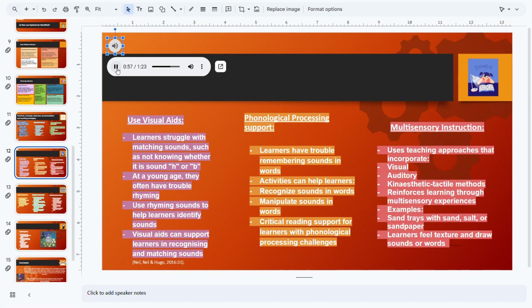Multisensory instructions. This is a very good teaching approach, using visual or kinetic tactile methods to reinforce learning. In the foundation phase, we use sand trays with sand, salt, and sandpaper, so the learner feels the texture and at the same time gets to draw the sound or word in the tray.